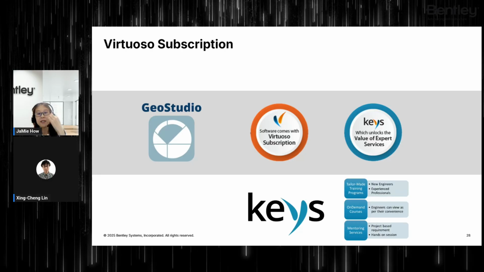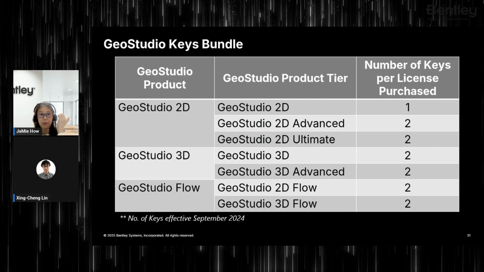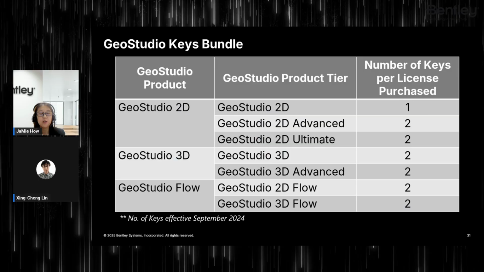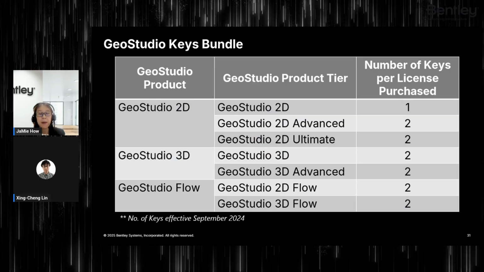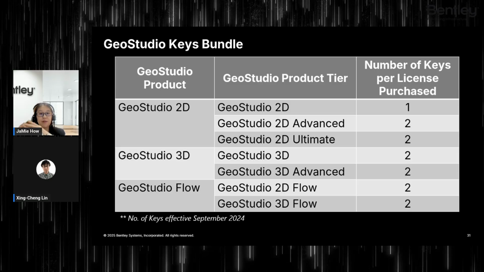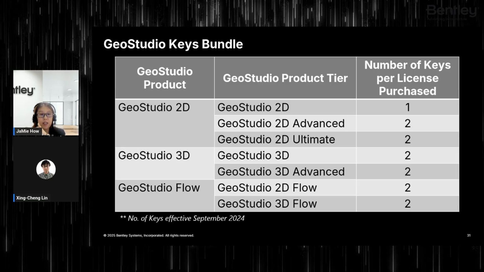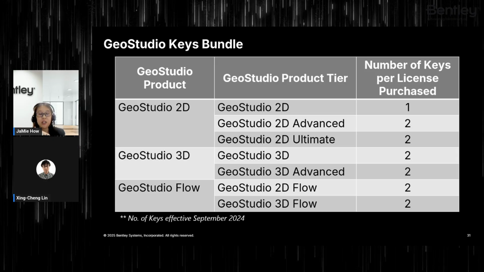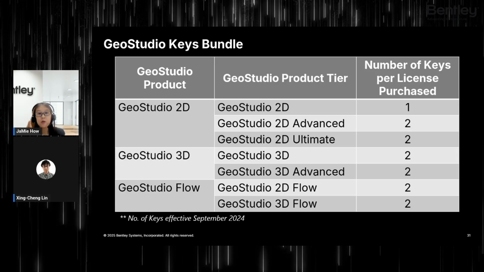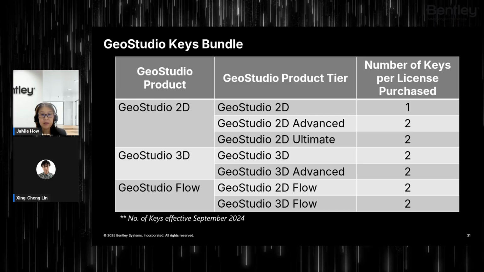The number of keys varies depending on the product that you purchase. So for GeoStudio, all GeoStudio licenses, the base tier of GeoStudio 2D comes with one key per license. As for the rest of the GeoStudio tiers, in 2D, 3D, and Flow, each license comes with two keys. One key is almost 2 hours of training.